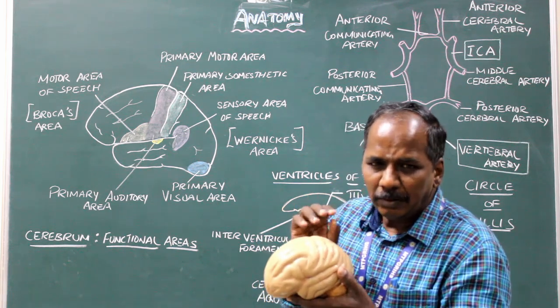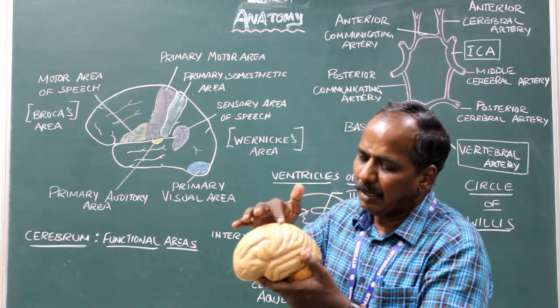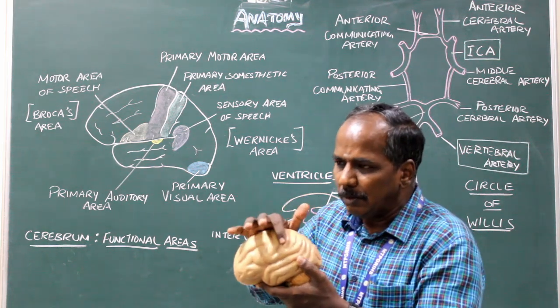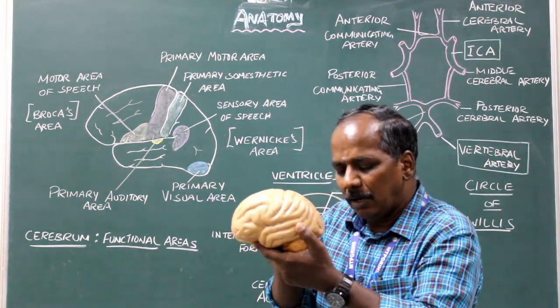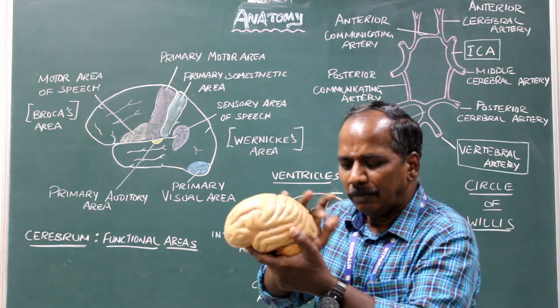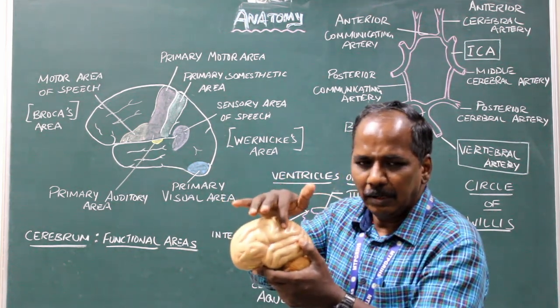I'm going to state some of the important sulci. This is the central sulcus. It is a groove present in the center between the frontal and the occipital pole. If you take a center point between these two poles, this is the central sulcus.